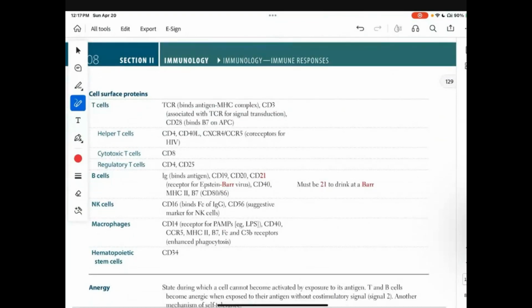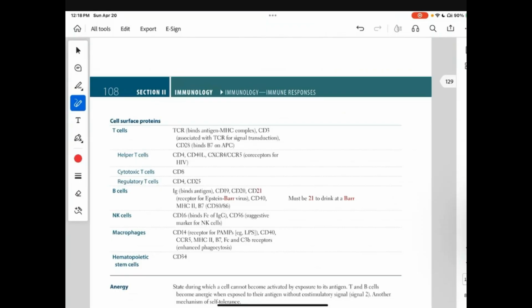So when we talk of surface molecules, cell surface proteins, the common designation you see in the literature is what? CD. CD, right? And what does CD mean? It means cluster of differentiation.